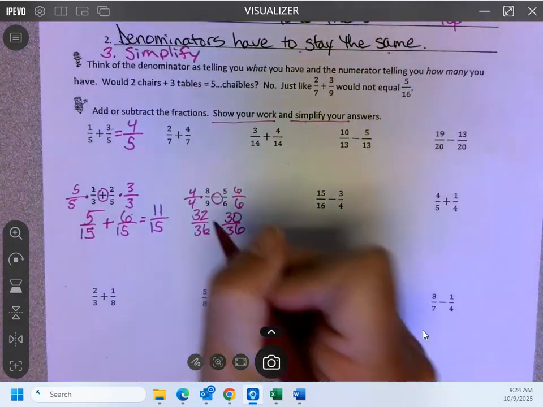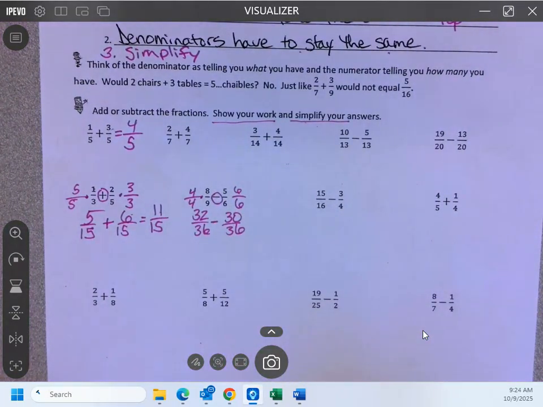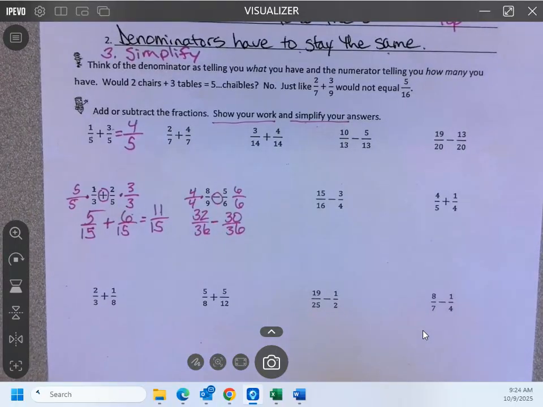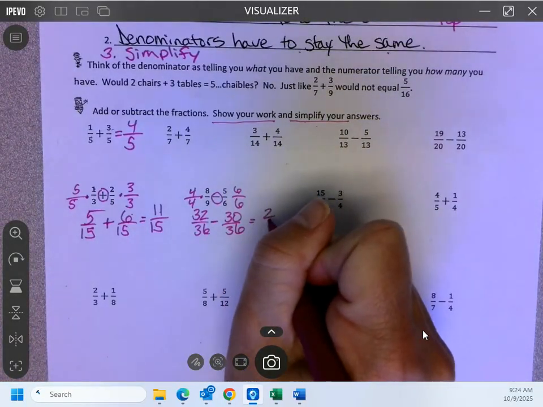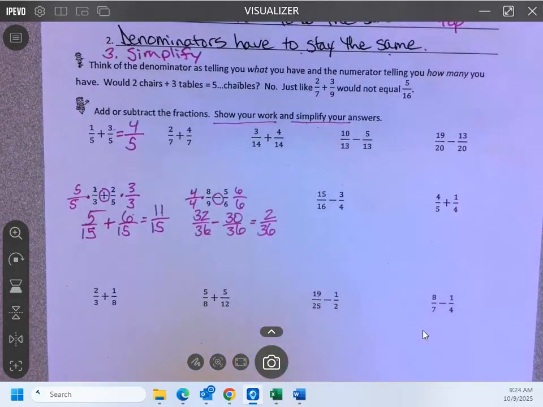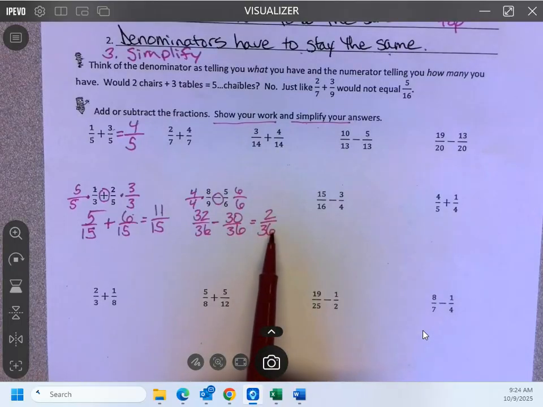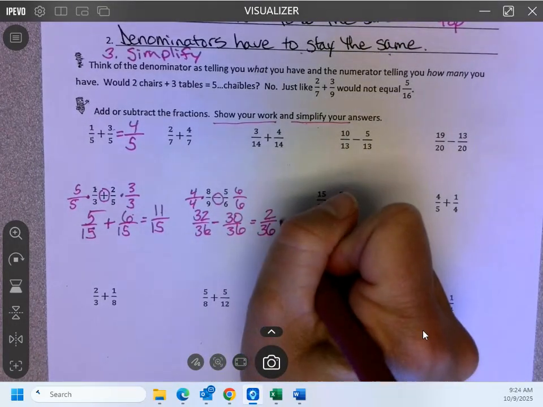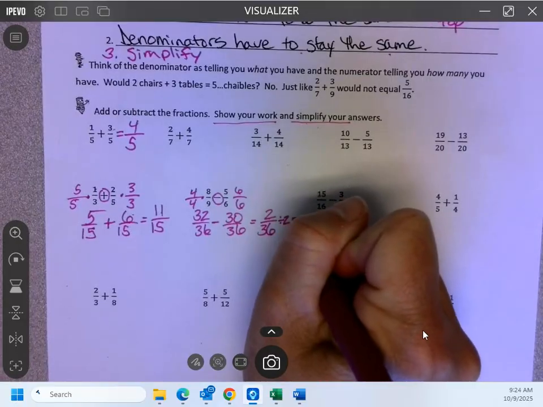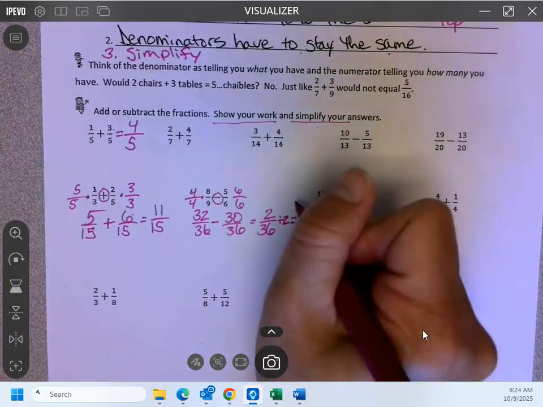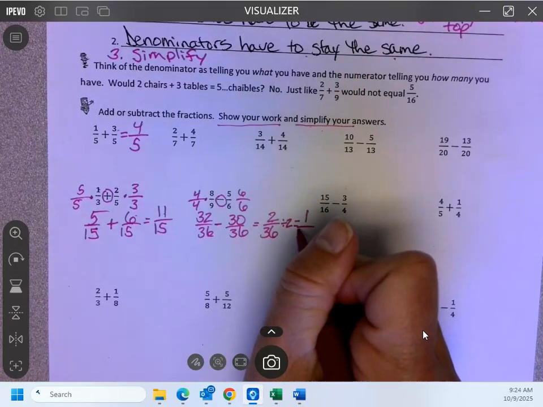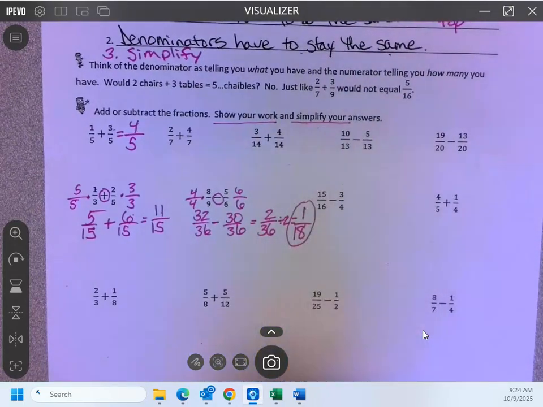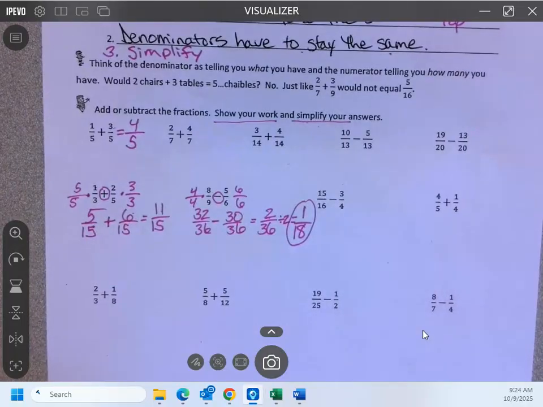Double checking my operation, I am subtracting this time. So what do I get from 32/36 minus 30/36? Joy? Joy looked at that and said 2/36. I can simplify that because they're both even numbers, so you can divide a 2 out. 2 divided by 2 is 1. 36 divided by 2 is 18. I can't get any simpler than that.